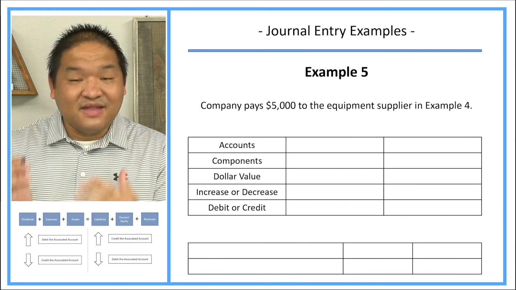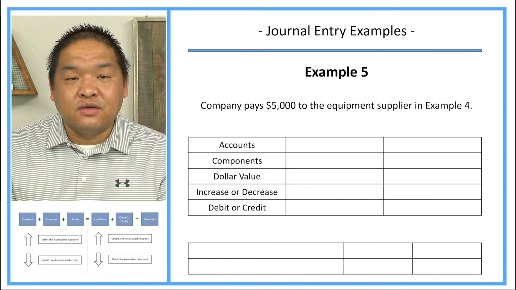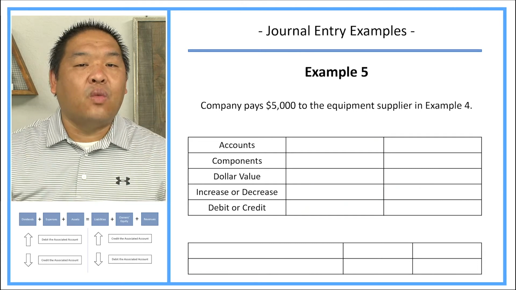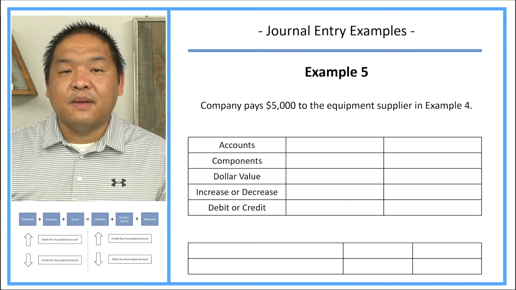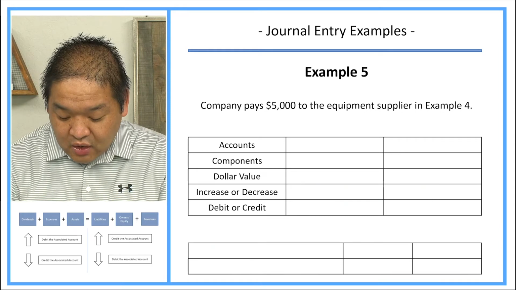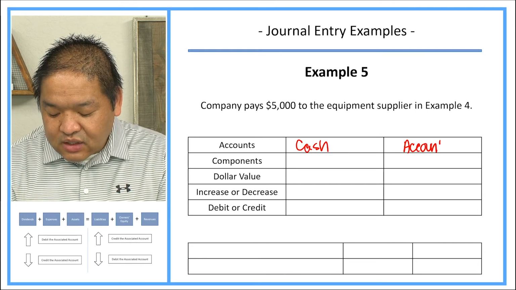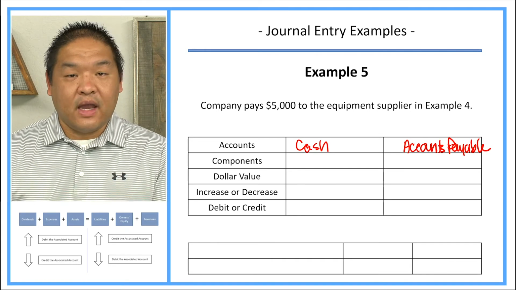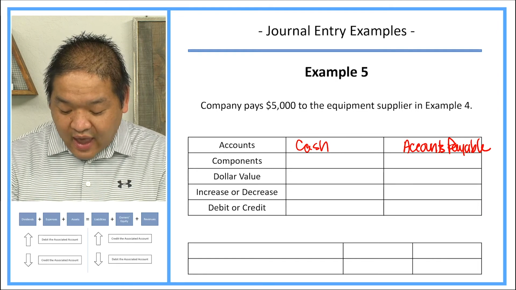But in this case, how much are we paying? We're not paying $9,600. We're paying $5,000, okay? So we're paying $5,000 here. So I'm giving up $5,000, and what am I getting in return? I'm getting a release of my accounts payable. I no longer owe $5,000 in accounts payable. So I'm giving up cash and I'm getting a release on accounts payable. All right, so then what components are these accounts affected? So cash is an asset.